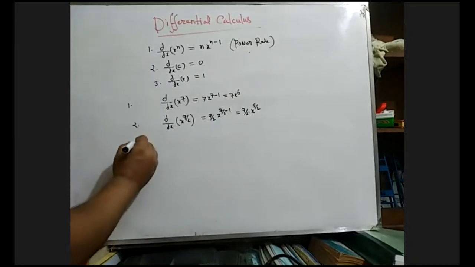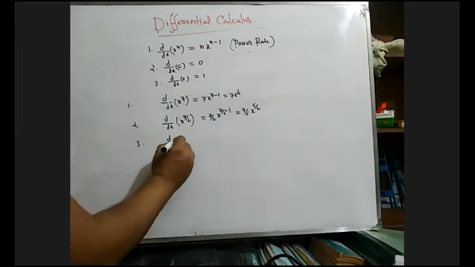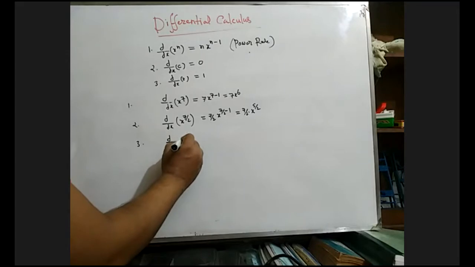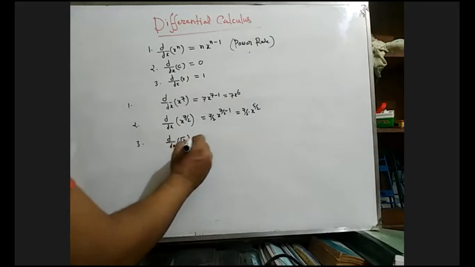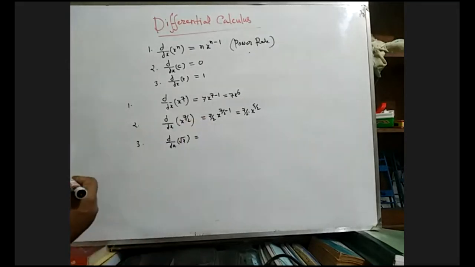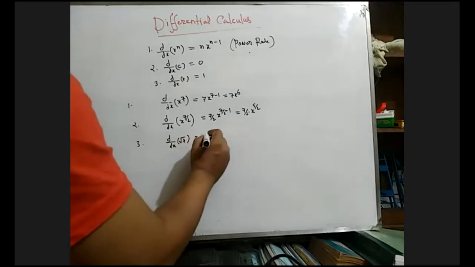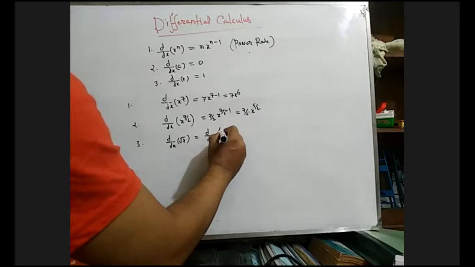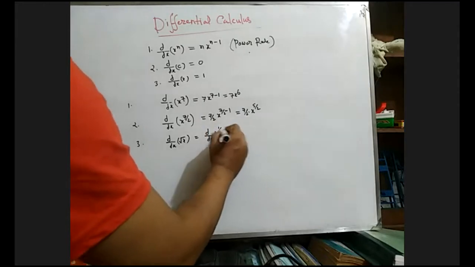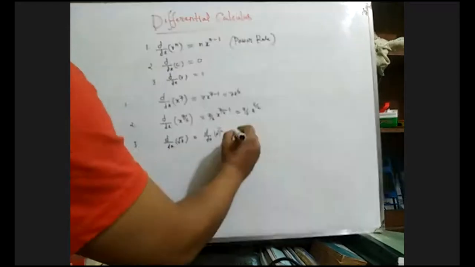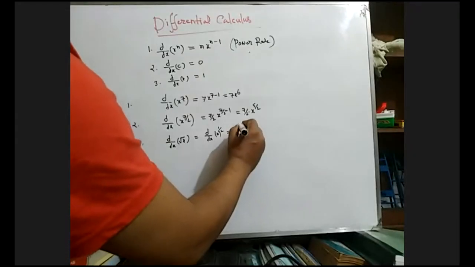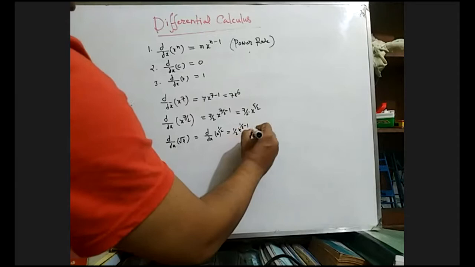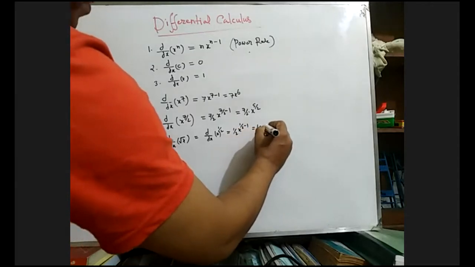Very easy. Number 3, d/dx of root over x. This can be written as x to the power half. So using the power rule, we find half into x to the power half minus 1.